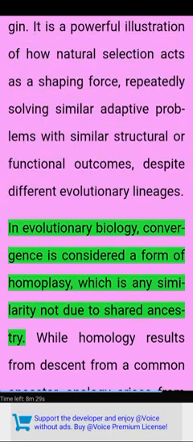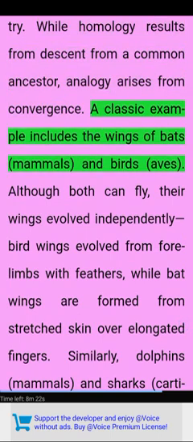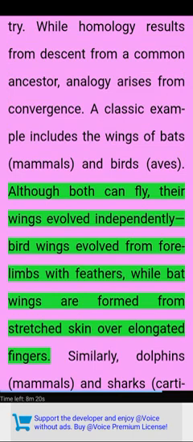In evolutionary biology, convergence is considered a form of homoplasy, which is any similarity not due to shared ancestry. While homology results from descent from a common ancestor, analogy arises from convergence. A classic example includes the wings of bats, which are mammals, and birds. Although both can fly, their wings evolved independently. Bird wings evolved from forelimbs with feathers, while bat wings are formed from stretched skin over elongated fingers.